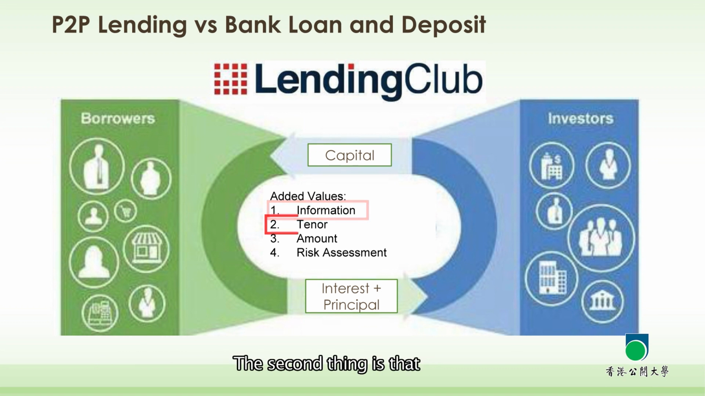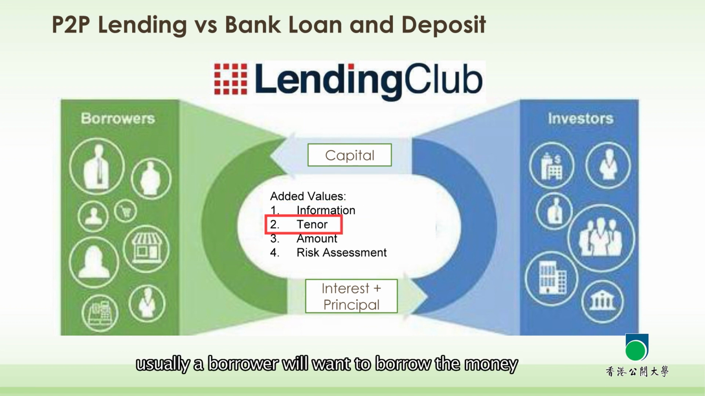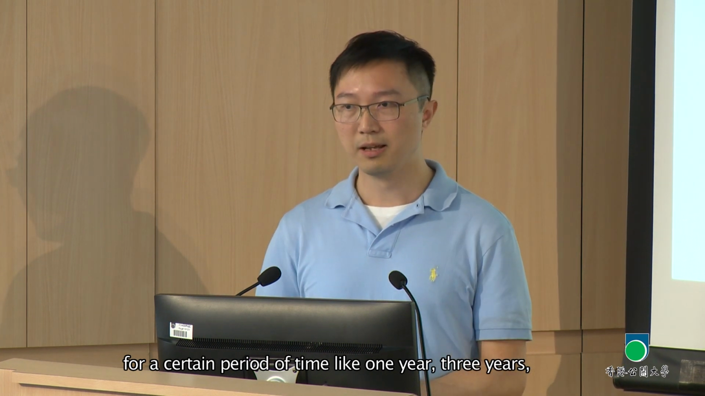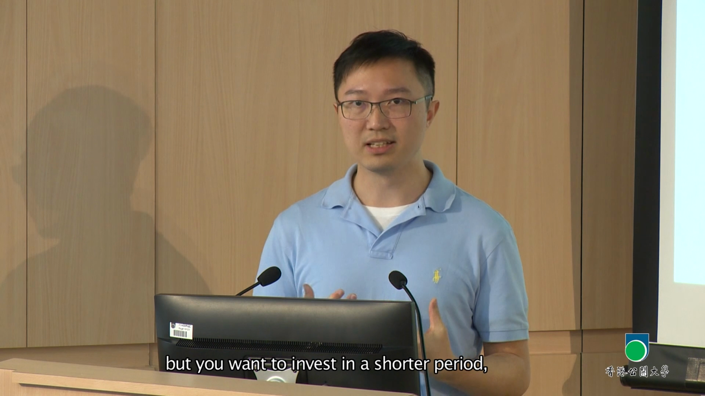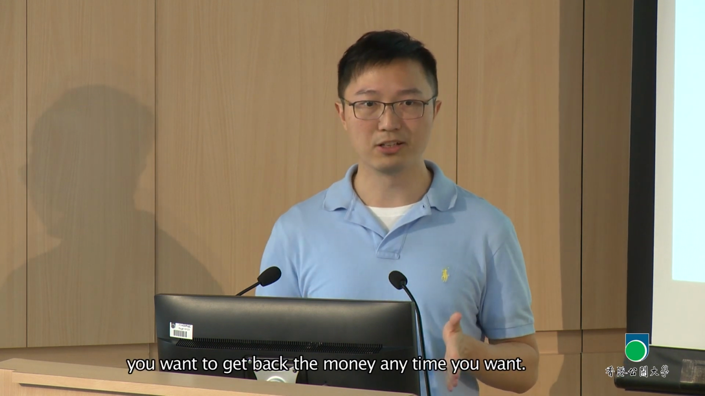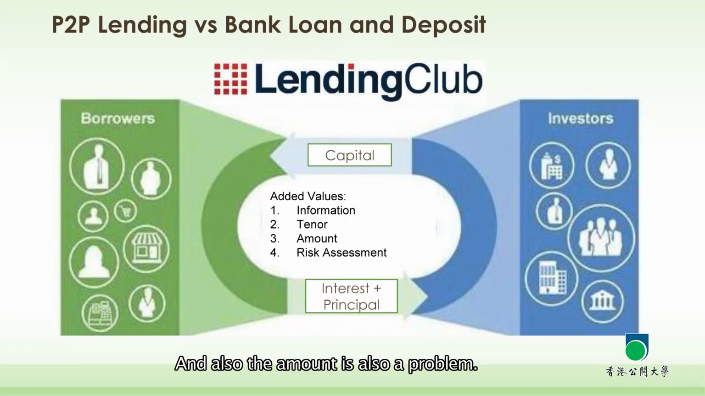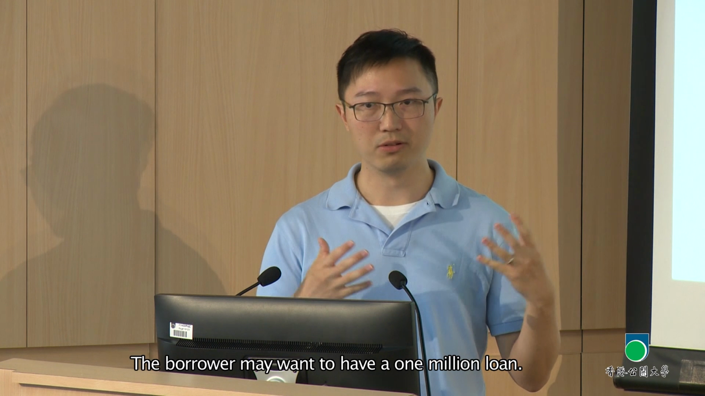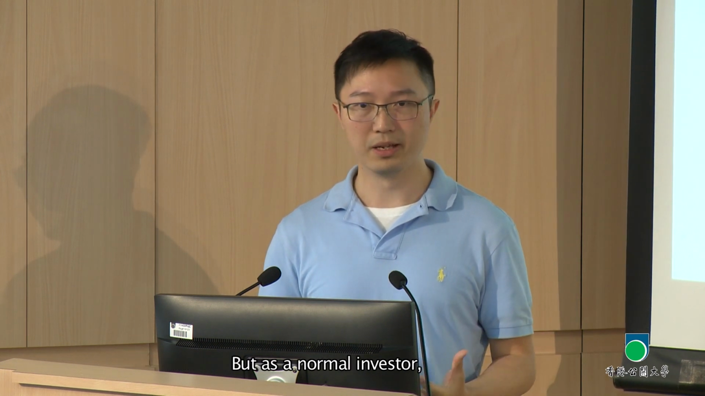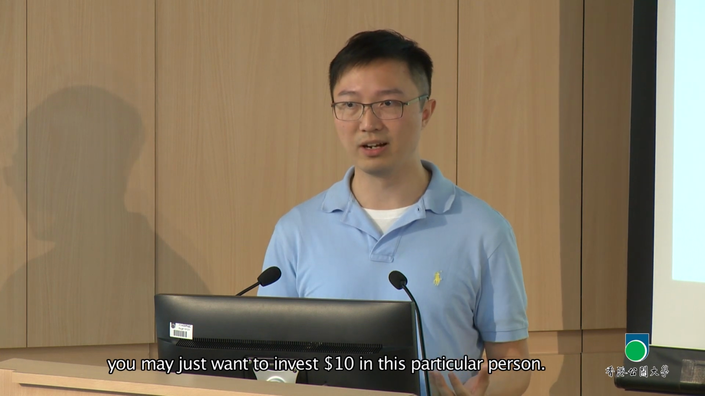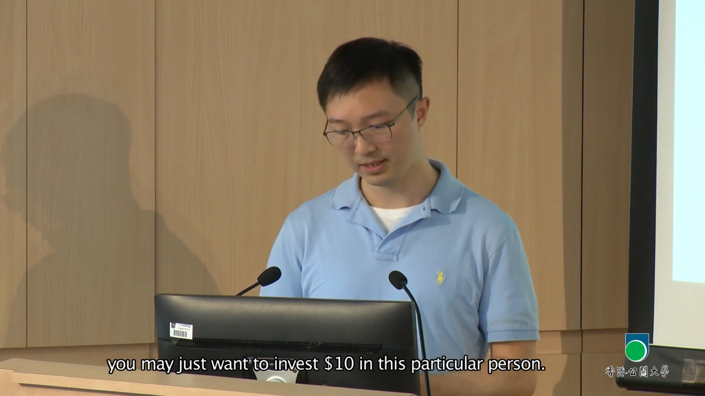The second thing is usually a borrower will want to borrow the money for a certain period of time, like 1 year, 3 years. But you want to invest for a shorter period. You want to get back the money anytime you want. There is a tenor mismatch. And also the amount is a problem. The borrower may want to have a 1 million loan, but as a normal investor, you may just want to invest $10 to this particular person.